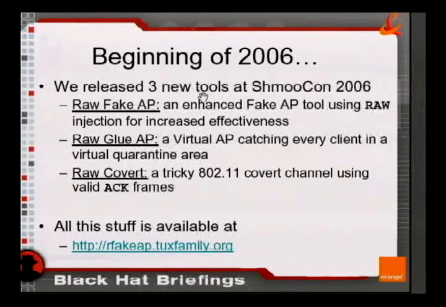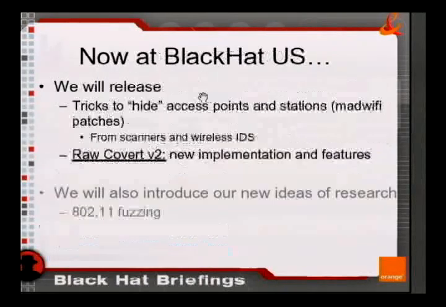Today we're going to speak about more stuff like this. We will release 2 tools to hide. The first tool, the idea is to hide access points and stations. We will release Mad Wi-Fi patches. And the second tool is some covert channel. It's the advanced tool, raw covert version 2, which is a new version. We already have presented raw covert 1 at ShmooCon. And the idea is to be able to build some covert channel on ACK frames, Wi-Fi very low-level ACK frames.